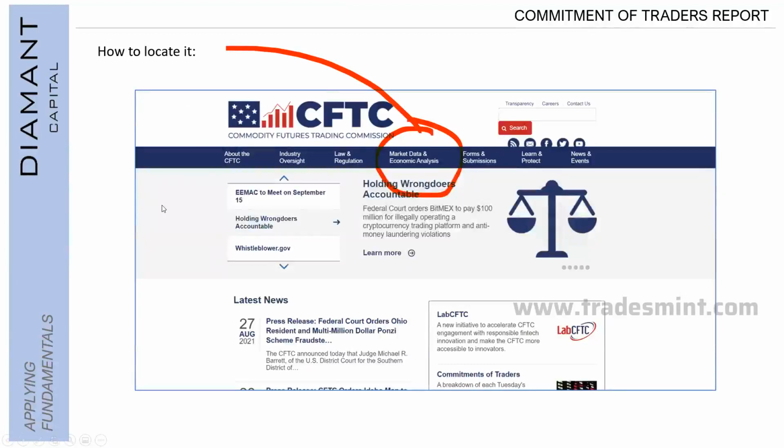So how to find all this information? There's two ways to get it. The official way is to go through the CFTC website, and the second way is going to be a lot quicker, that I'll explain. That's the one that I usually use if I do look at COT data.